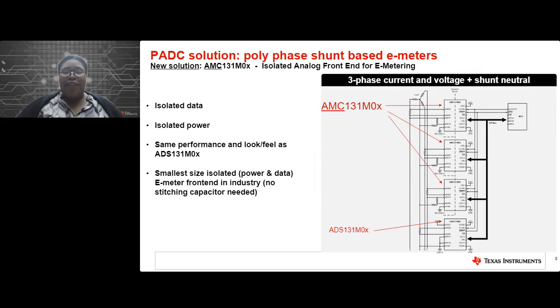So here is our new solution simply being shown. This example particularly is a 3-phase current and voltage architecture with a shunt neutral measurement that is using the ADS131M0. One of the best benefits of this part, as we said, is that it has that isolated data, it has that isolated power, it has that same feel and performance of the ADS131M0x, the non-isolated version. However, it is a small size meter front end for the industry that requires no need for stitching capacitors or those additional isolation components.